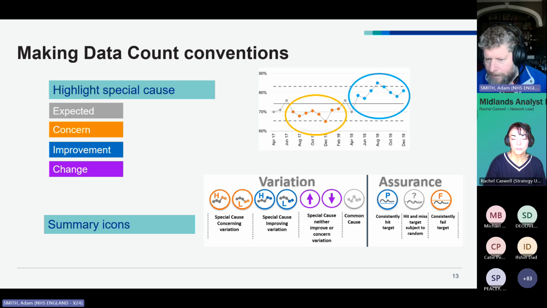If you've got a target associated with your measure and plotted also on your graph, you will get one of these. We don't talk too much about assurance today, we like to call it, but please join a step training if you want to learn more about that. But it follows the same kind of line. So blue for consistently hitting a target, orange F for consistently failing a target, and then we've got this grey question mark where we're hitting and missing the target almost at random.